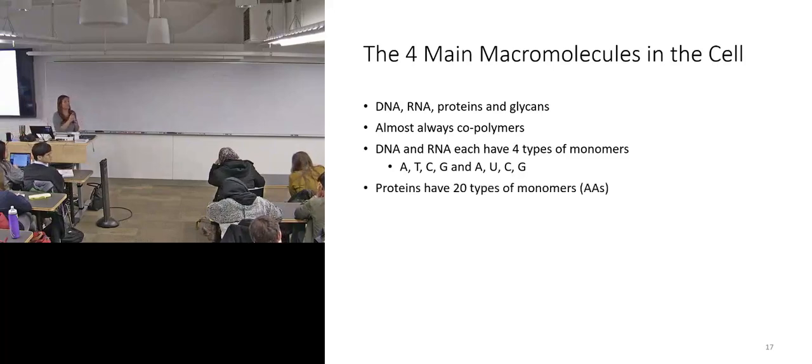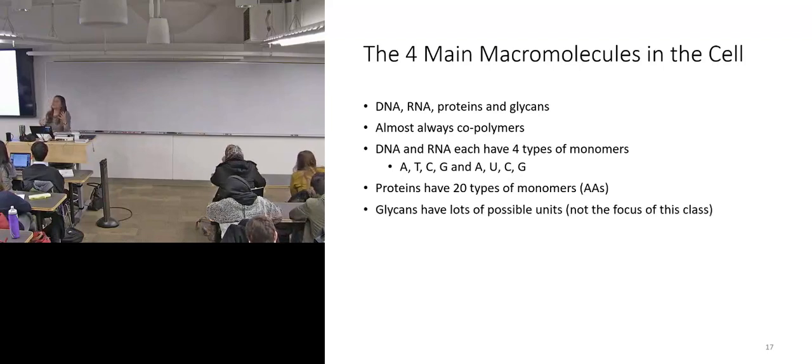Yep. I was just wondering, with the lipid bilayer, since it's made out of multiple fatty acids, would that not be a polymer? It is not, and somewhere in one of these slides it says lipids, not a polymer, literally. So, exactly right, perfect. So proteins have 20 types of monomers. They are amino acids.